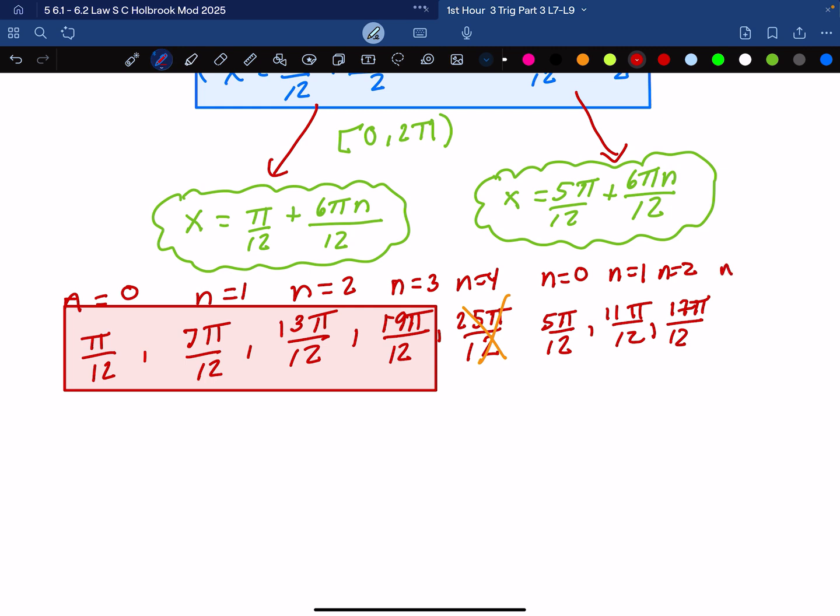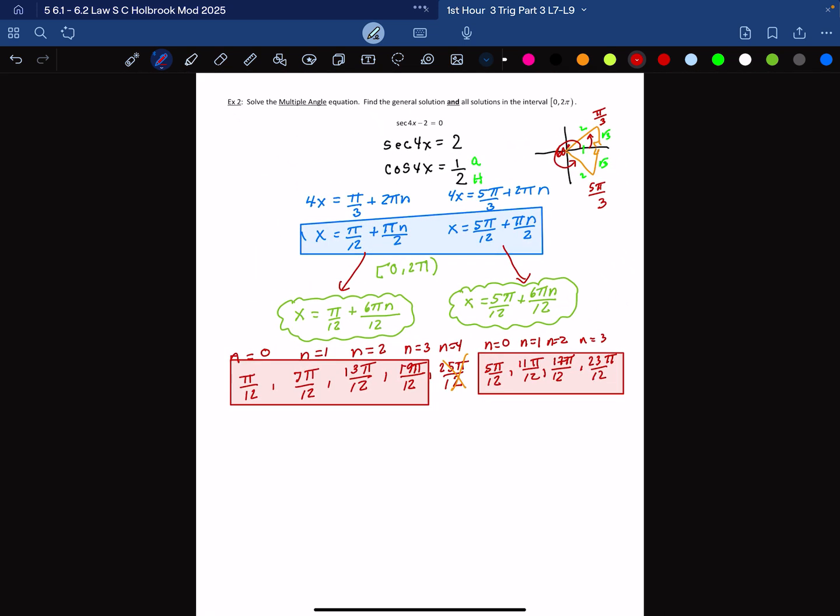And then n equals 3 into the equation. 3 times 6 is 18, 18 plus your 5 is 23 pi over 12. And I can already see that if I were to go any further than this, I'm going to be beyond. So this is where I'm going to stop. You can go ahead and do it, but you're going to end up with a number bigger than 2 pi for your final solution. So for this equation, your general form is in blue, and your solutions with one lap around, for 0 to 2 pi, are what you see in red.